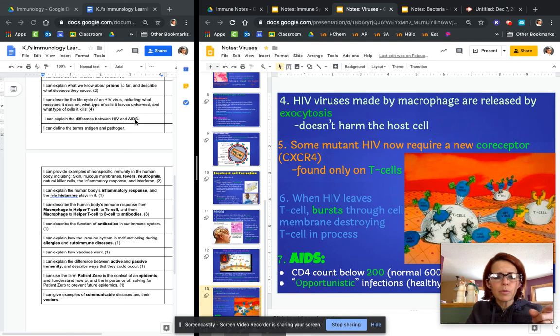So the difference between HIV and AIDS: HIV is the virus that infects us, and AIDS is when our immune system, when our CD4 cells, the cells that have CD4 receptors, fall below 200. It just means that we're likely to get lots and lots of infections, and that's the difference. You can be HIV infected, but it's not until your immune system is really impacted that we call it AIDS.